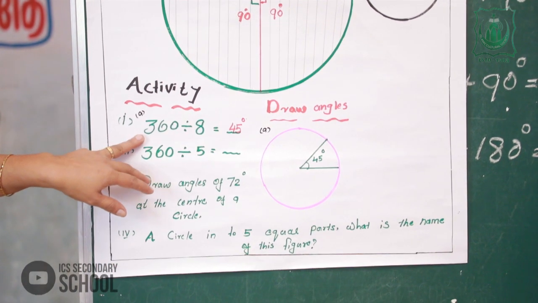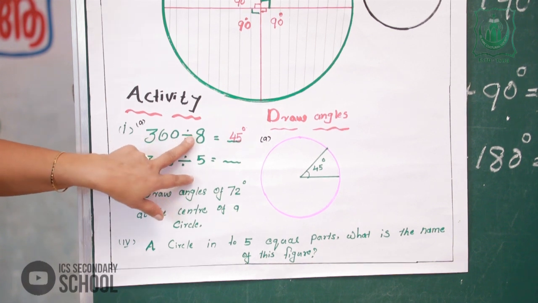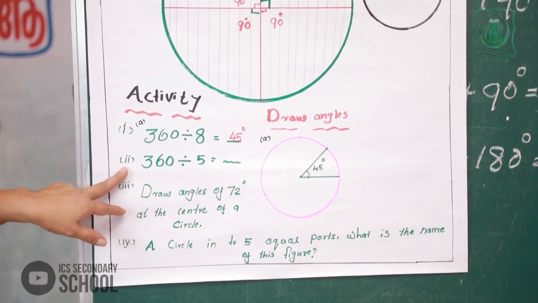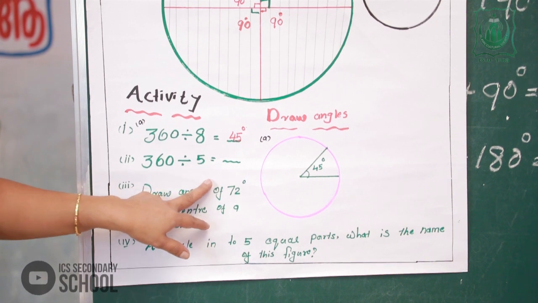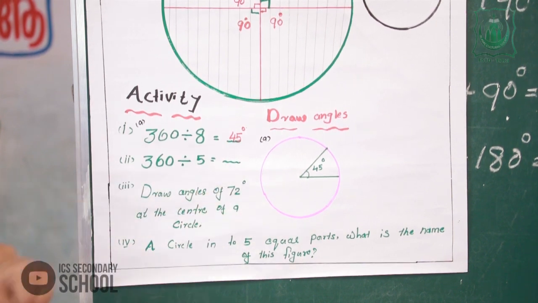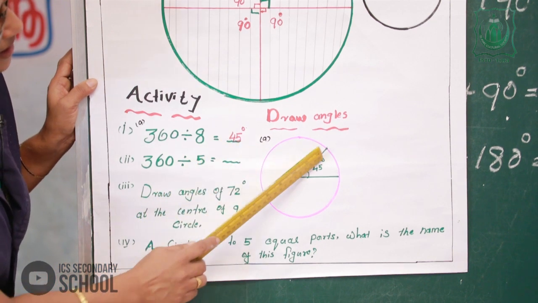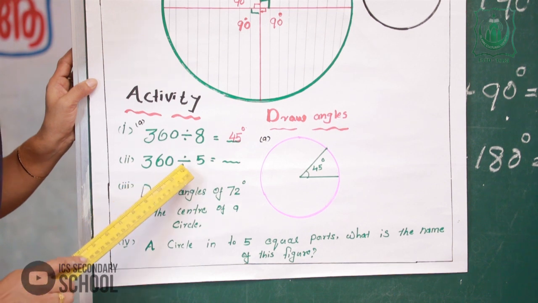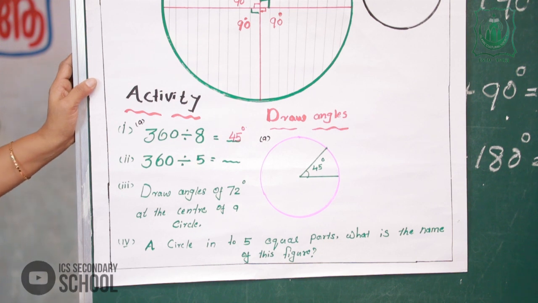Activity number 1. 360 divided by 8 is 45 degrees. And second activity, 360 divided by 5, then we get 72 degrees. Fill in the 72 degrees. 360 divided by 8 is 45 degrees, and 360 divided by 5 is 72 degrees. Write in your notebook.